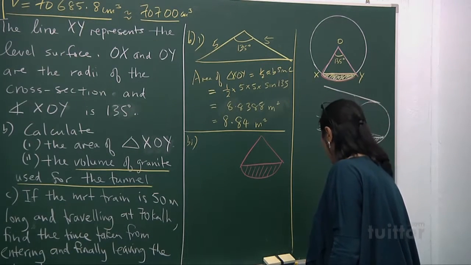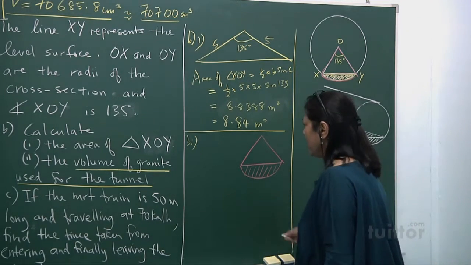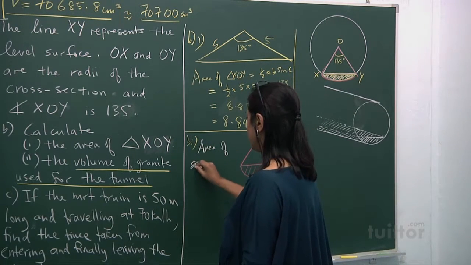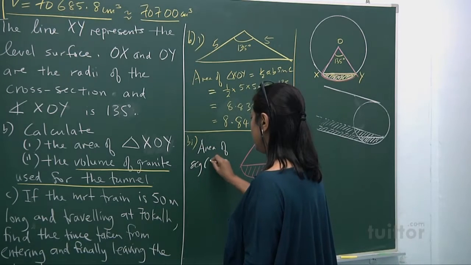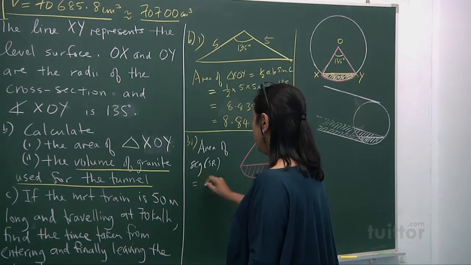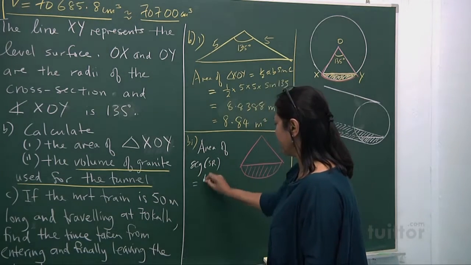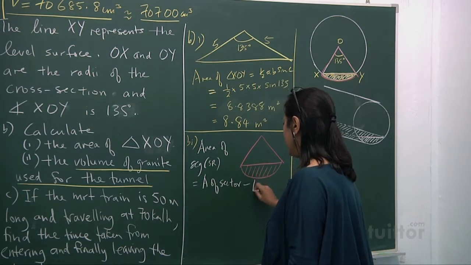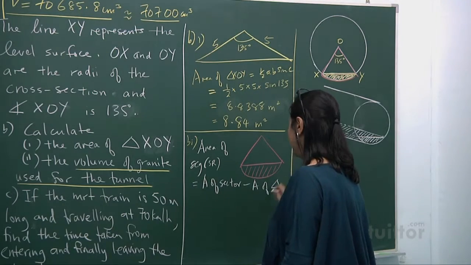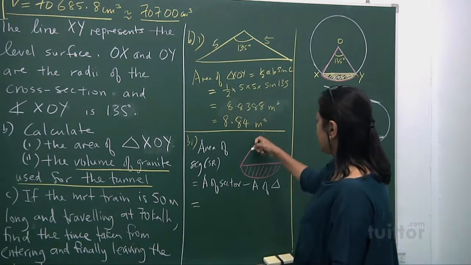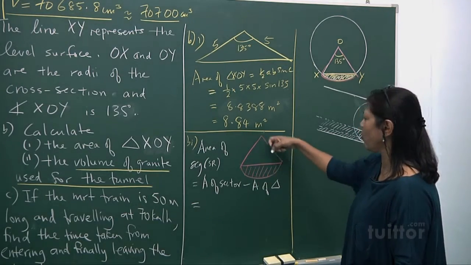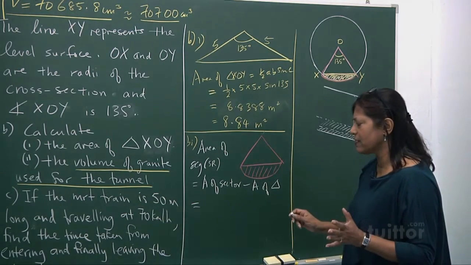So let's work that out. We said, okay, area of segment, or you can put it as shaded area, shaded region, equals the area of the sector, minus the area of the triangle. And in this case, the sector is this whole thing, the sector of XOY. And what's the area of sector?